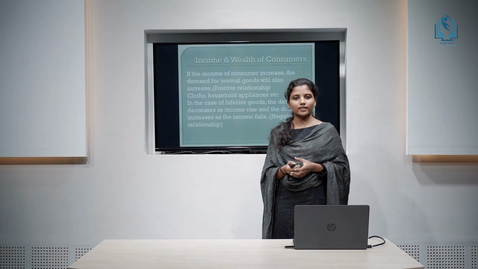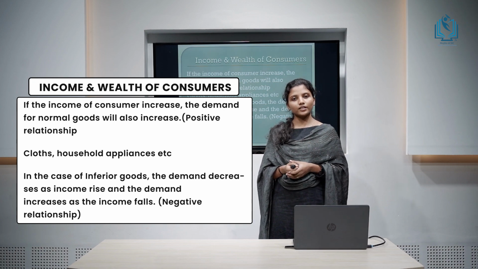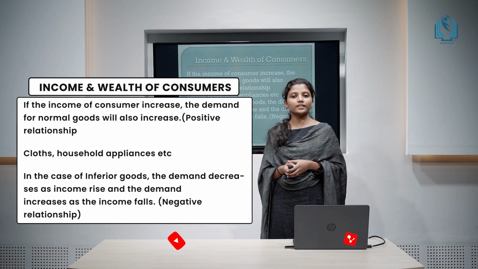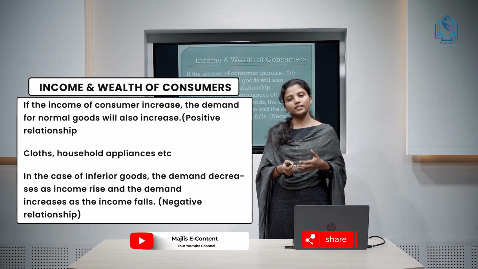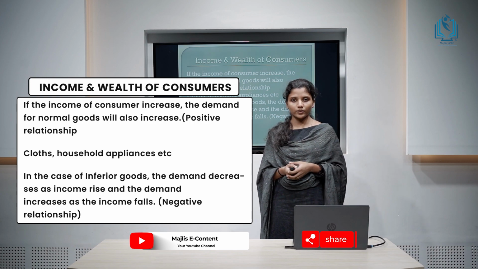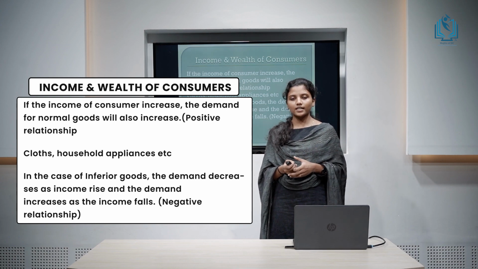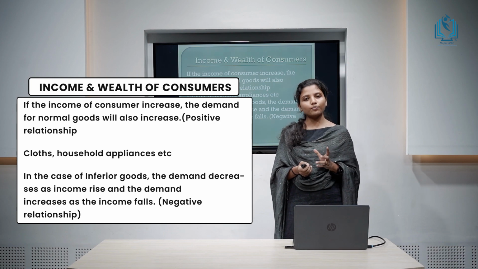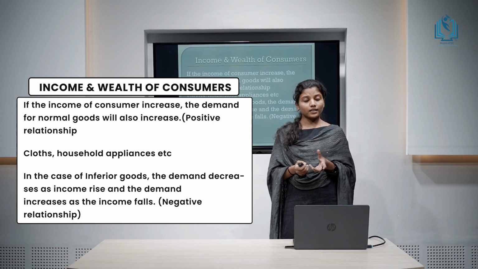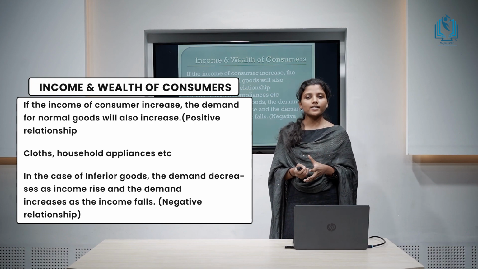Then the next one is income and wealth of consumers. Different consumers have different levels of income, and these levels of income also have an influence on the demand for commodities. Whenever the consumer's income level increases, the demand for commodities will also increase. On the other hand, whenever the income level of consumers decreases, the demand for commodities will also decrease. So there exists a positive relationship between the demand for a commodity and the income of consumers. This is the case of normal goods.